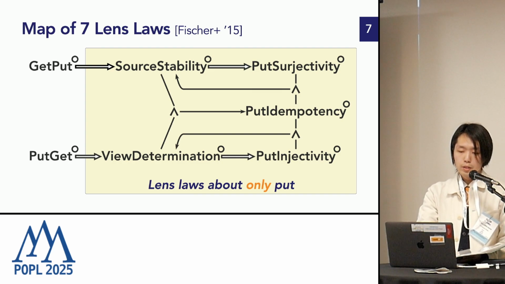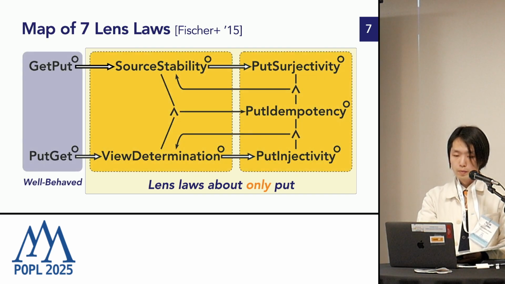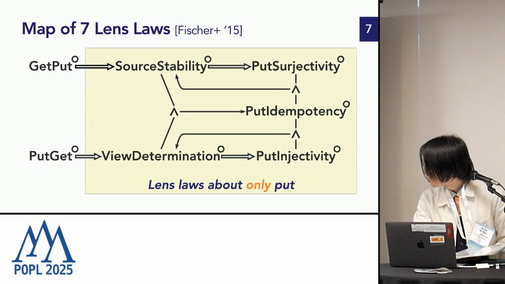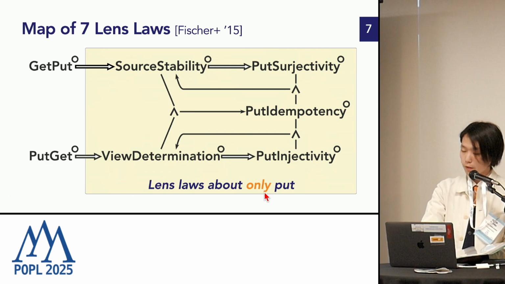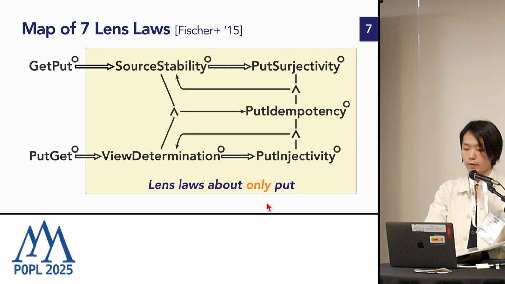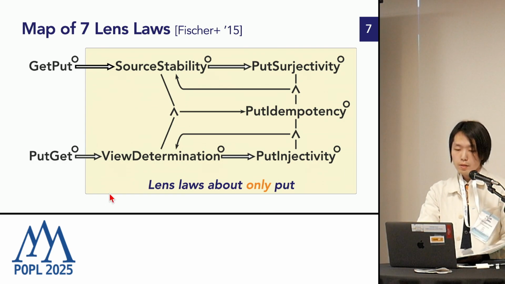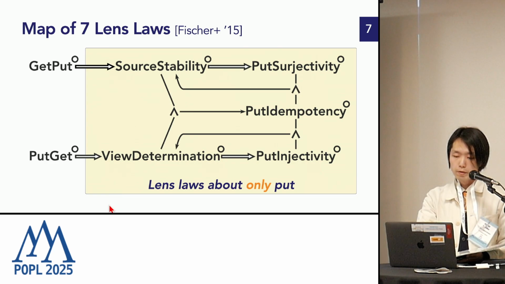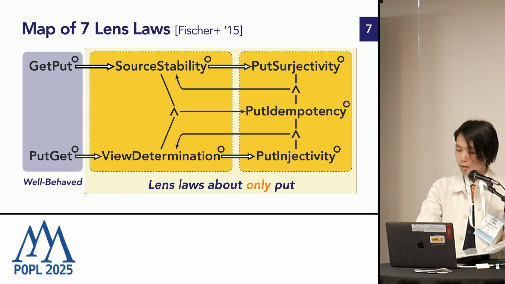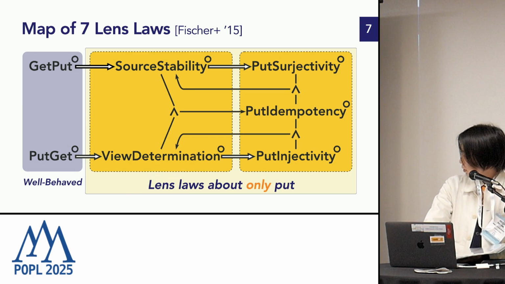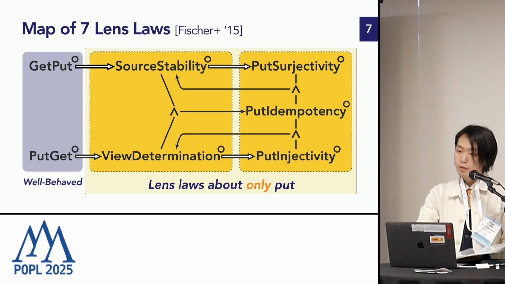This map shows the implications of lens laws with other laws. For example, when the lens satisfies GetPut, the lens also satisfies source stability. Also, when the lens satisfies both source stability and view determination, the lens satisfies put idempotency. These 5 laws in the right half are specifically defined on the put function. I will introduce them later. And let me add some yellow squares. The purple squares are lens laws for well-behavedness, and the yellow squares.